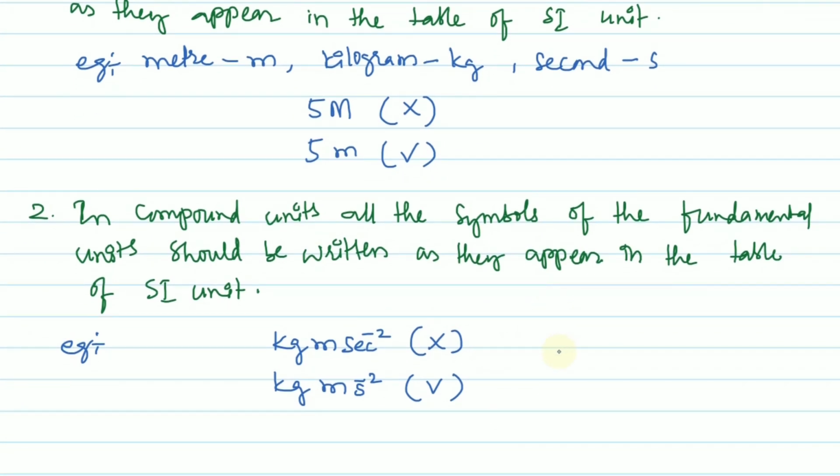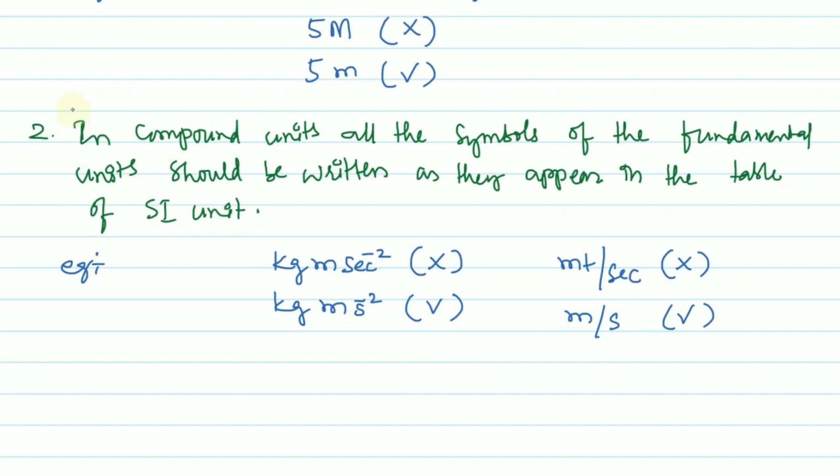Like we have a unit for velocity, meter per second. Some students will represent that as mt per sec, which is the wrong format of writing a unit. It must be represented as meter per second. So this is the correct format of representing a compound unit. So this is rule 2.